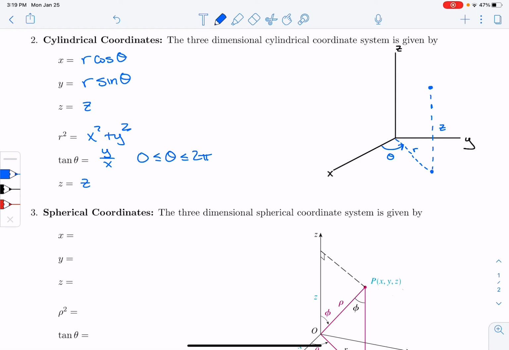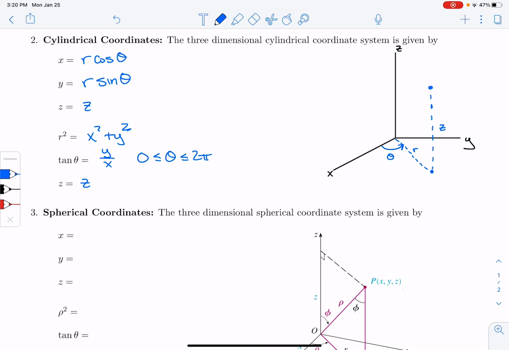And so you can think about this as being cylindrical coordinates, because the easiest object for us to describe in cylindrical coordinates, of course, is going to be a cylinder. And a cylinder can be described as a constant radius from the origin in the xy plane, and then we can let z vary.